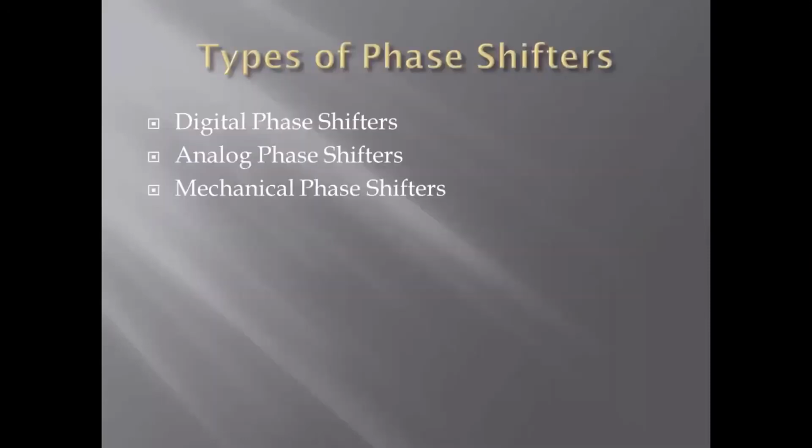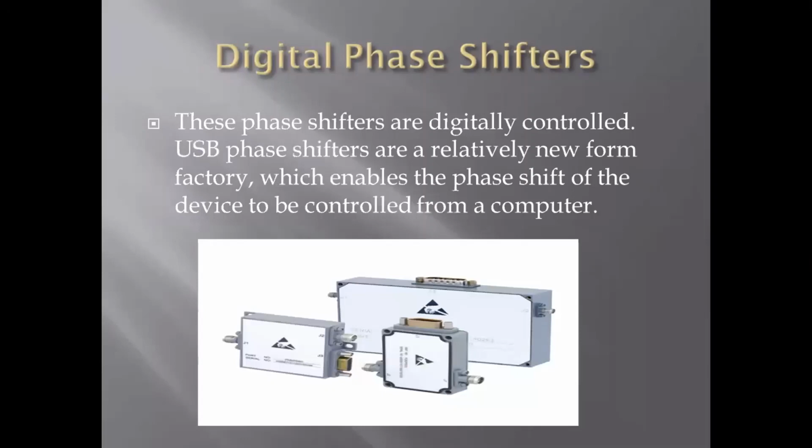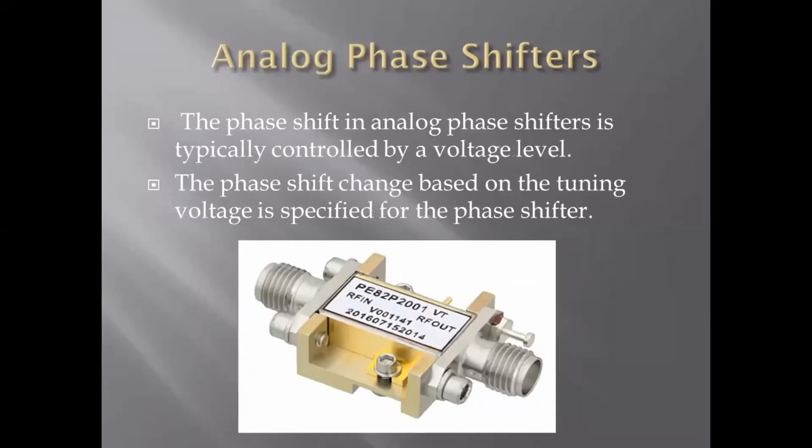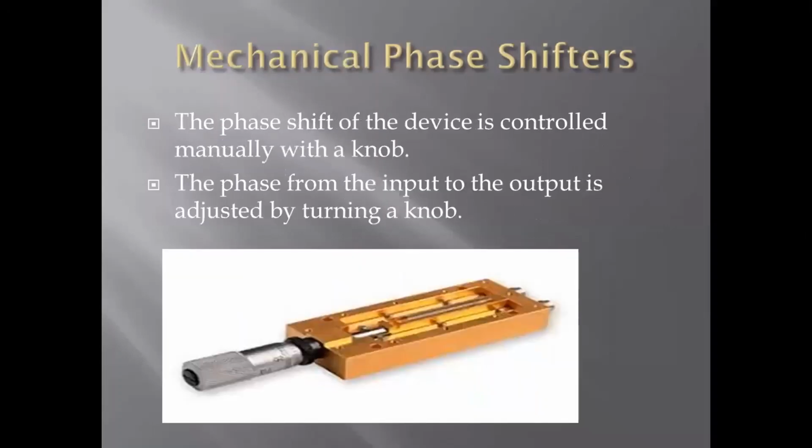Types of phase shifters. There are three types: digital phase shifters, analog phase shifters, and mechanical phase shifters. Digital phase shifters are digitally controlled, which basically means they are programmable. USB phase shifters are a relatively new form factor, which enables the phase shift of the device to be controlled from a computer. Analog phase shifters are typically controlled via voltage level. The phase shift change based on tuning the voltage is specified for each phase shifter.